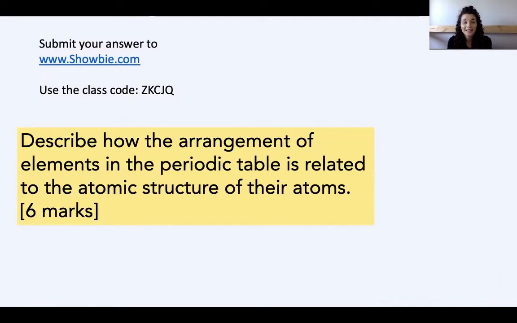Here is a 6-mark question for you to have a go at. It's: describe how the arrangement of elements in the periodic table is related to the atomic structure of their atoms. So you need to be thinking about what I was talking about, groups and periods.